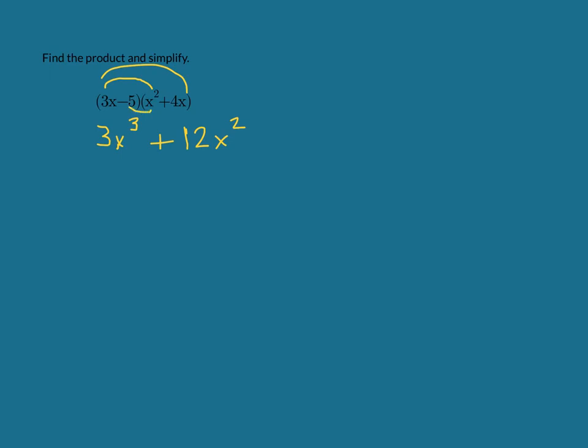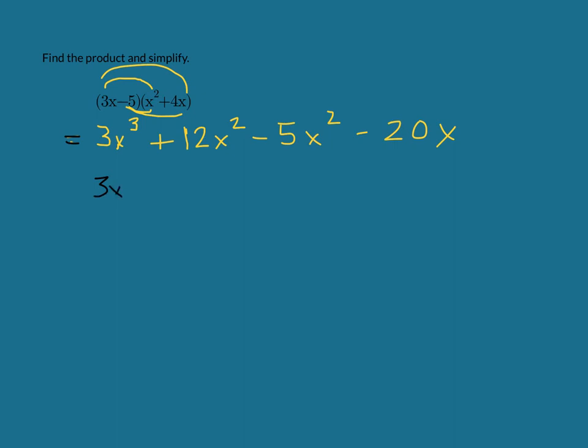Negative 5 times x squared is negative 5x squared. And finally, negative 5 times 4x is negative 20x. And then we will combine our like terms here.